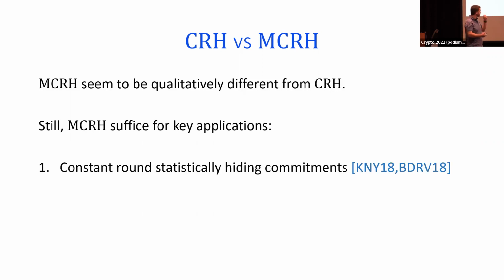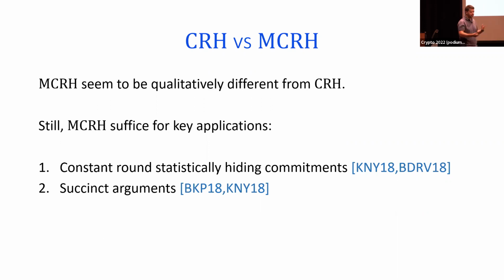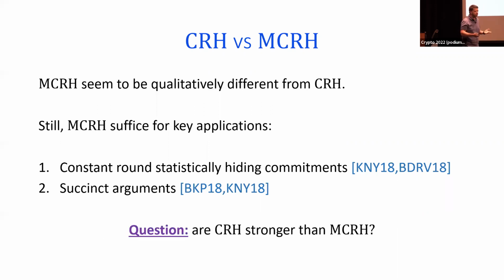Two notable examples. If you look at constant round statistically hiding commitments, work by Komargodski, Naor and Yogev, and concurrent work, joint work with Berman, Degwekar, and Vaikuntanathan, we showed that MCRH suffice for this. Likewise, if you're trying to build succinct arguments, something analogous to Kilian's result, you can also relax. Instead of using CRH, you can use MCRH, shown in the same work by Komargodski et al., and also by Bitansky, Kalai, and Paneth. So for many of the applications, MCRH suffice, but it still leaves the question of how the power of these two objects relate.